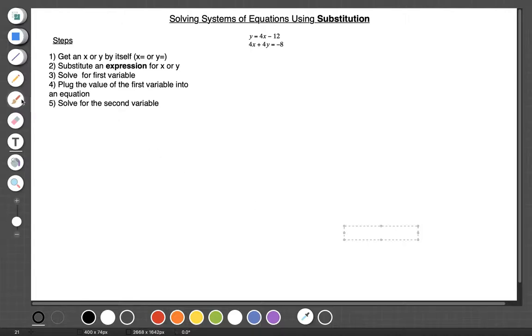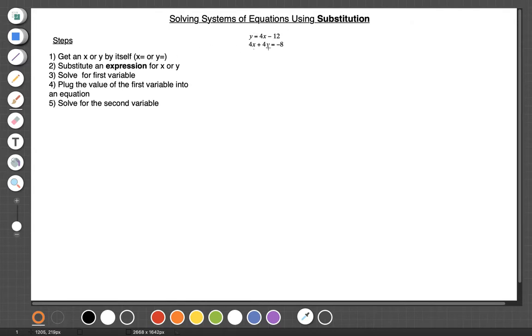Okay, now that we know what the steps are, let's go ahead and see if we can apply these steps to this problem here on the right and actually solve this system. Okay, so the first step, you have to get an x or a y by itself. So you need to have x equals or y equals somewhere.